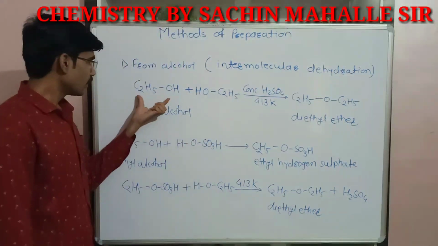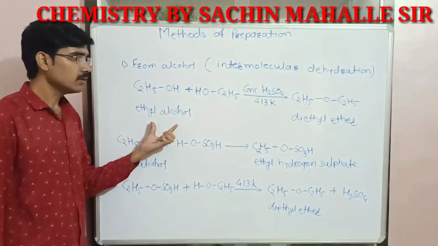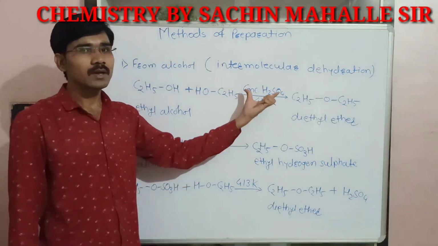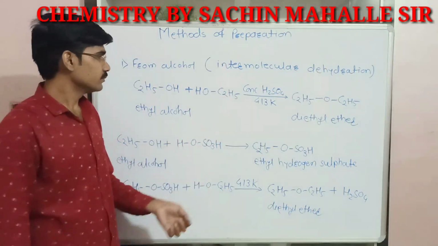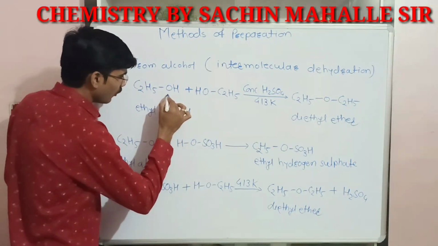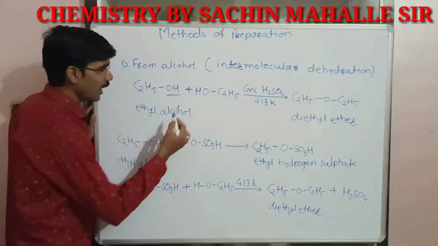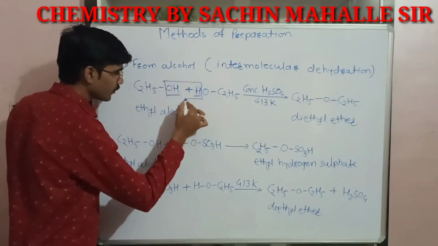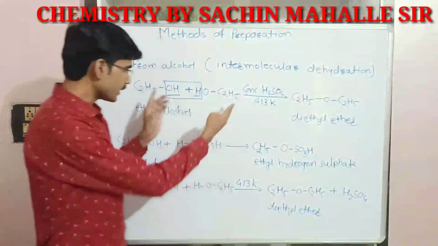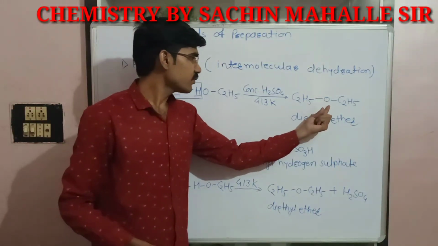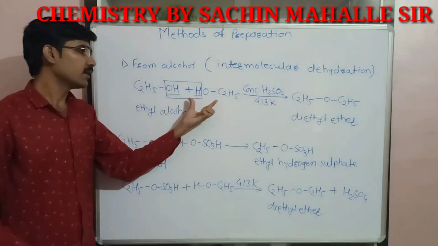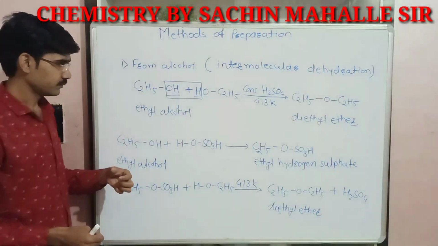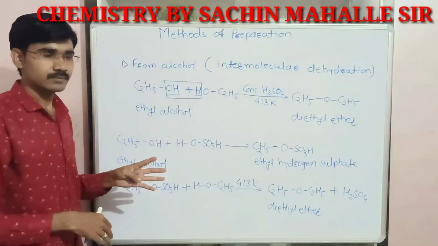In that, two molecules of alcohol react at 413 Kelvin temperature with concentrated H2SO4. OH from one molecule of ethyl alcohol and H from the second molecule of ethyl alcohol is removed from the reaction, and we get the remaining compound as C2H5OC2H5 from ethyl alcohol by using concentrated H2SO4 as the catalyst. This is the general reaction.